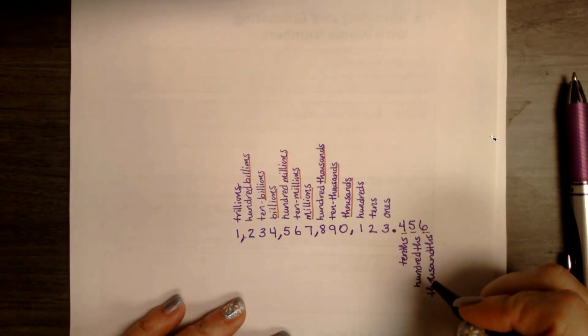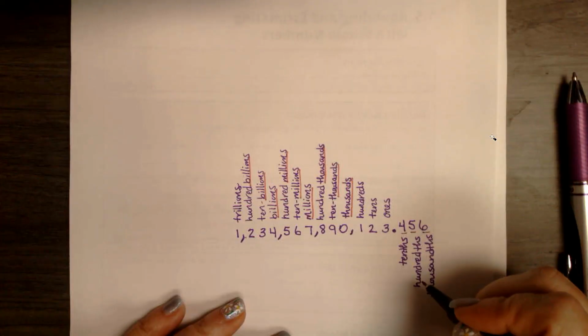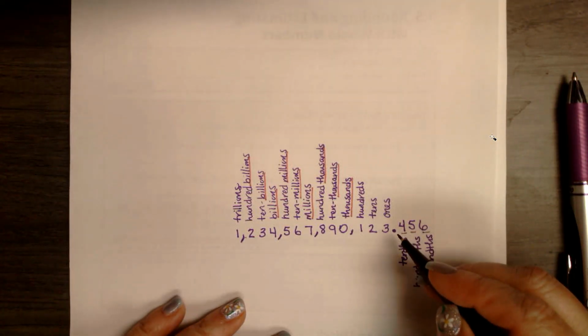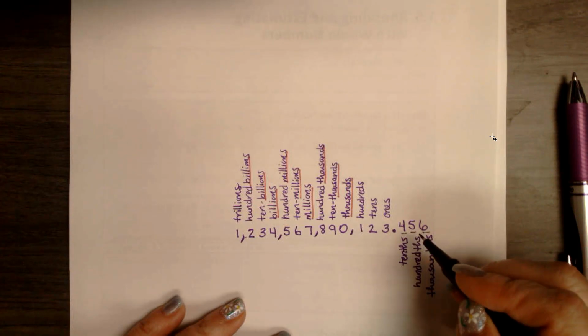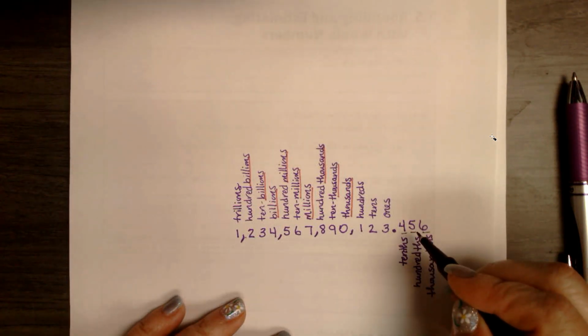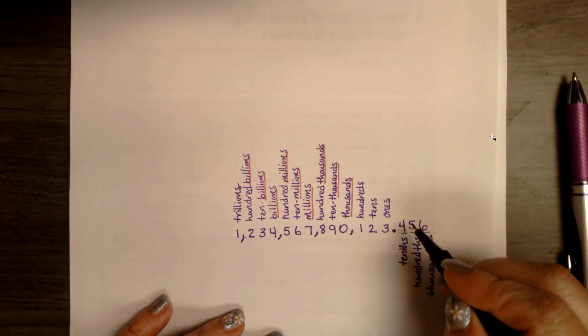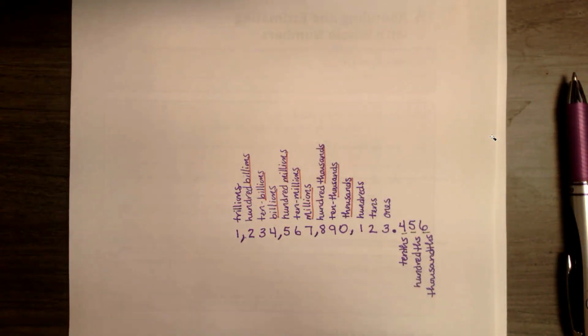So when we're talking about cents, like you go to the grocery store and you spend 20 cents, that's where your 2 and your 0 would go. This is 45 cents. When you round up because of the 6, that would make this 46 cents, because that's more than 5. We'll get to that in a second.